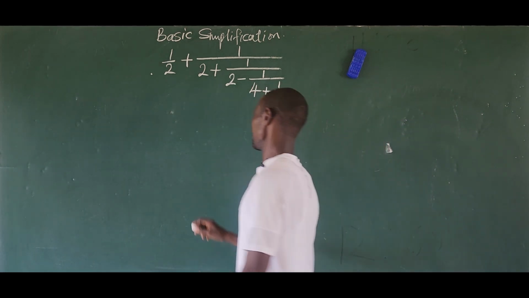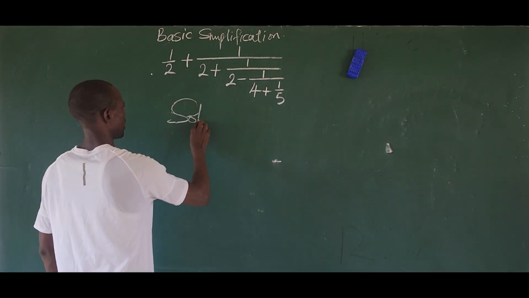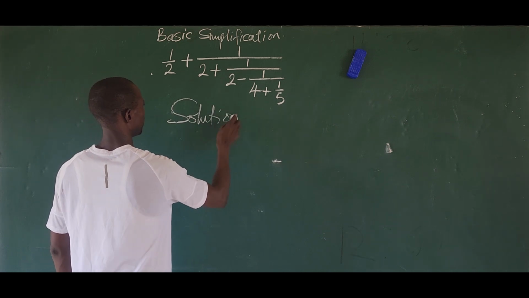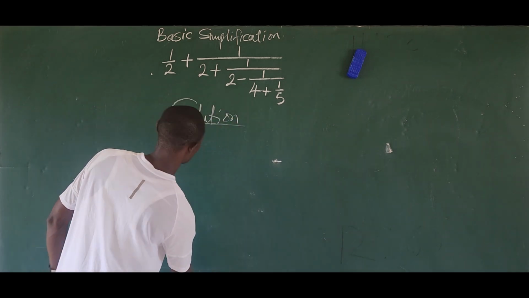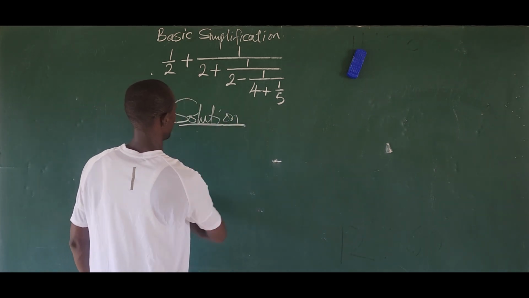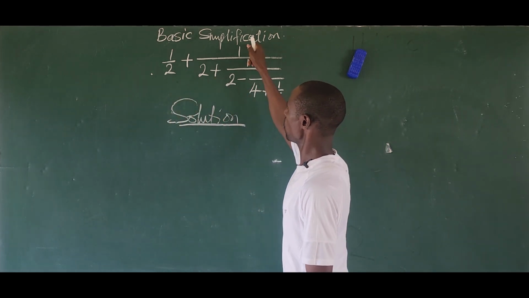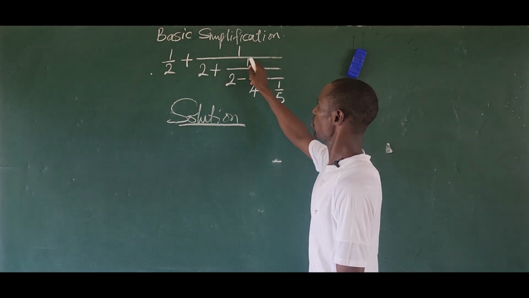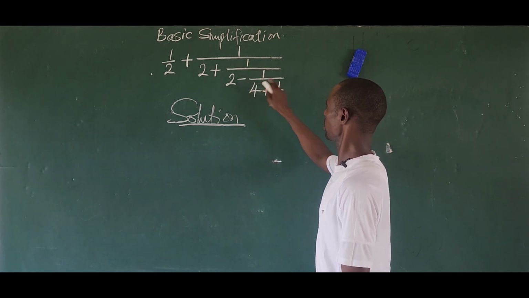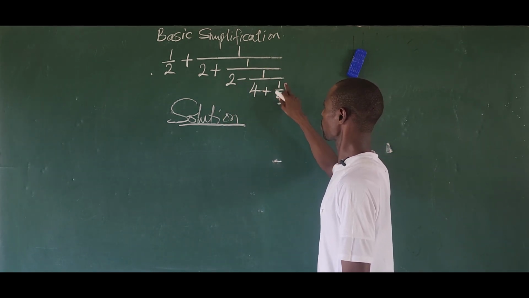So let's take our solution. How do we solve this here now? All right. So with this, the question is 1 all over 2 plus 1 all over 2 plus 1 all over 2 minus 1 all over 4 plus 5. Sorry, 1 all over 5.